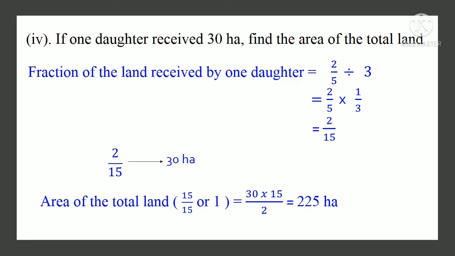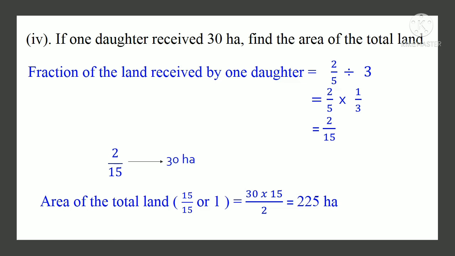If one daughter received 30 hectares, find the area of the total land. So, you have to find the amount received by one daughter. That means you have to find the portion received by one daughter as a fraction. In the previous part, we found the amount obtained by the 3 daughters. That is 2 upon 5. You have to divide this by 3.